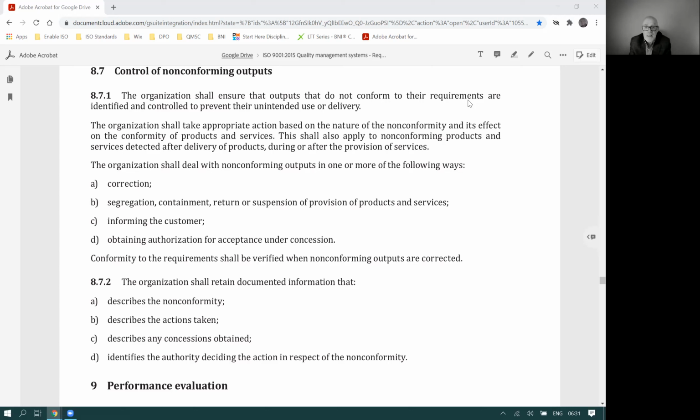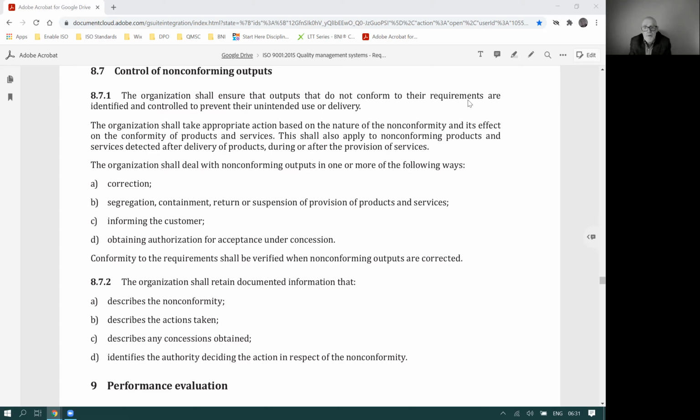The organization shall take appropriate action based on the nature of the non-conformity and its effect on the conformity of products and services. So it's probably acceptable to have tolerances built in. So very minor defects, which by their nature will have no impact on the outcome of the process, that might be acceptable, but it would need to be something that's benchmarked and there's good knowledge and understanding of the non-conformity.